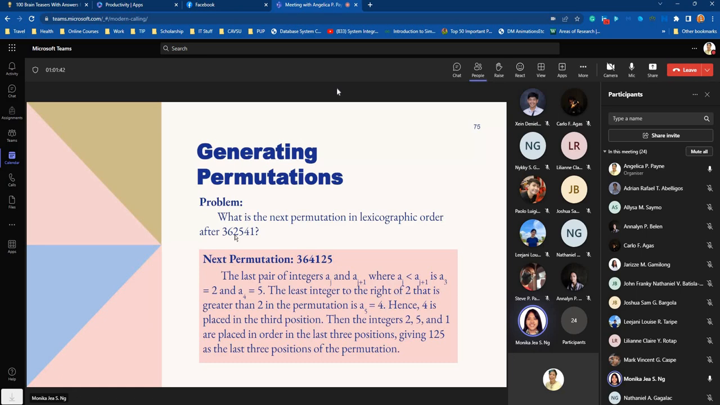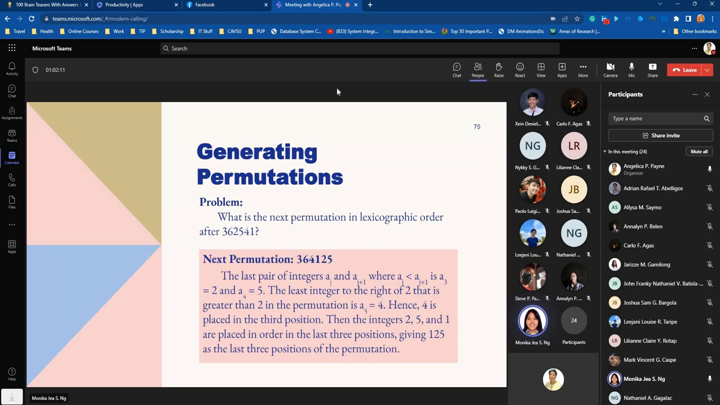We could see that 2 is less than 5, therefore we could change the place of 2 into a number greater than 2 but still less than the other numbers on the right. So we have 5, 4, and 1. Between 5, 4, and 1, 4 would meet the requirements in the sense that 4 is greater than 2, but 4 is still less than the other number, which is 5.